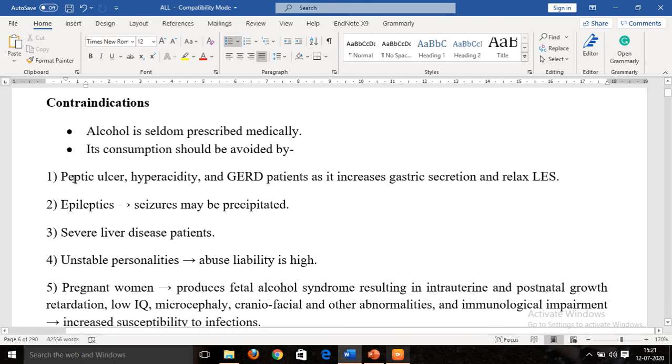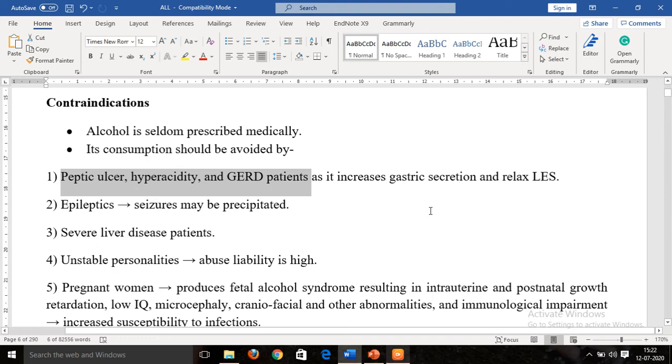The first condition is peptic ulcer or hyperacidity, or if the person is suffering from GERD. With all these GIT related problems, the person should avoid alcohol, otherwise it will result in an increase in gastric secretion and relaxation of the LES. We have already considered these under the actions produced on the GIT. It can increase gastric secretion and also reduces the tone of the LES.